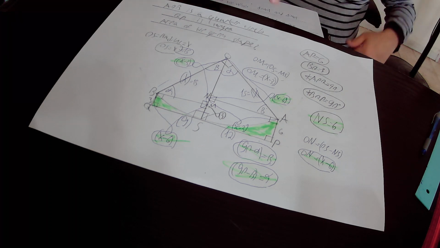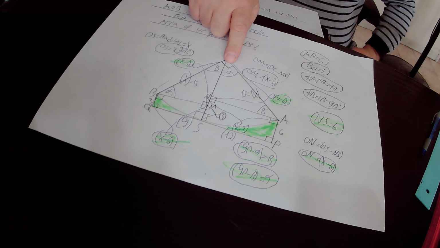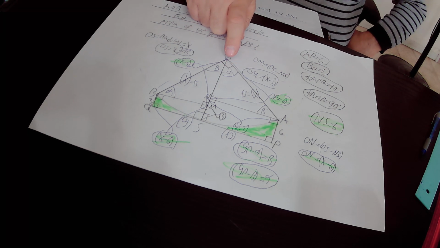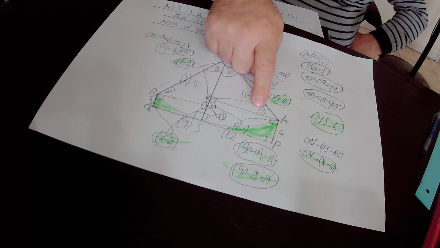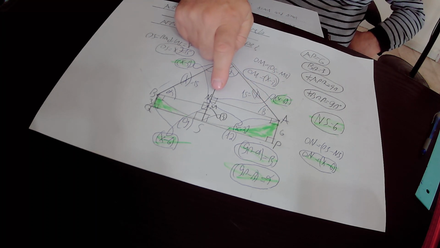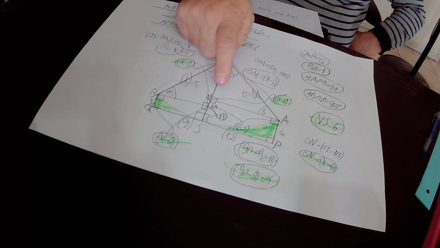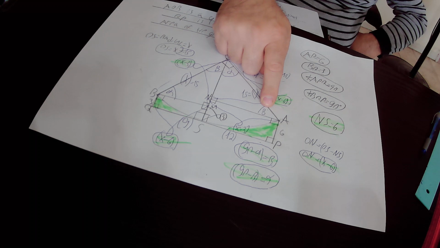Then we focus on this right triangle AON. In the right triangle AON, we define this angle as alpha. This angle equals 90 degrees, therefore the missing angle here must be equal to 90 degrees minus alpha. Why? Because 90 degrees minus alpha plus alpha is 90 degrees, and 90 degrees plus 90 degrees is 180 degrees, the sum of the angles in any triangle.